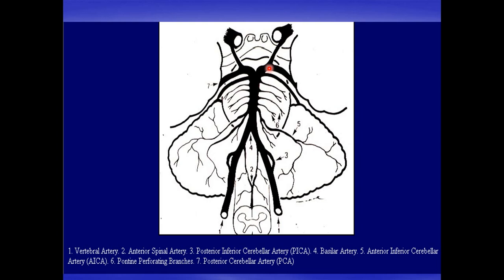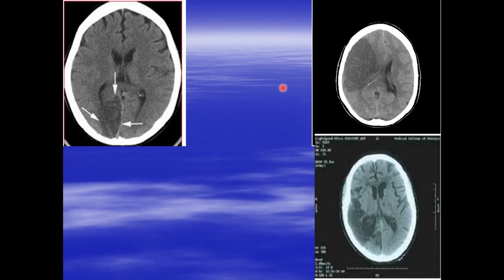The oculomotor nerve is located here between the posterior cerebral and the superior cerebellar artery, the third cranial nerve. So when you have an abnormality here, for example an aneurysm or something like that, the oculomotor nerve will be involved, compromising the function of the third cranial nerve.